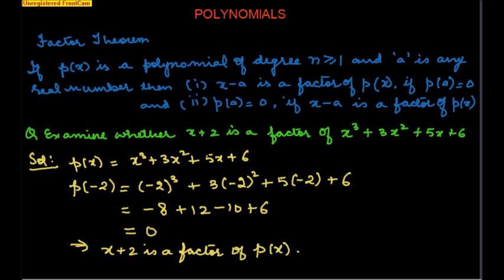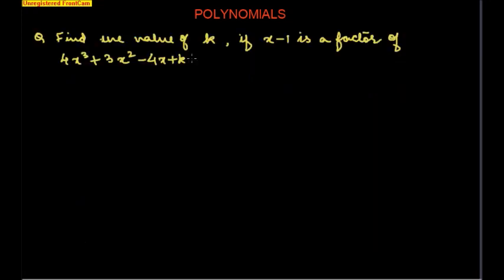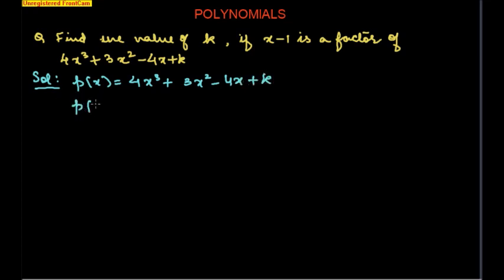Let's take another example. The question says find the value of k if x minus 1 is a factor of 4x cube plus 3x square minus 4x plus k. Now, p(x) here is 4x cube plus 3x square minus 4x plus k. And because x minus 1 is said to be the factor, so instead of x I put 1, and we know that p of 1 is equal to 0. This is given to us.